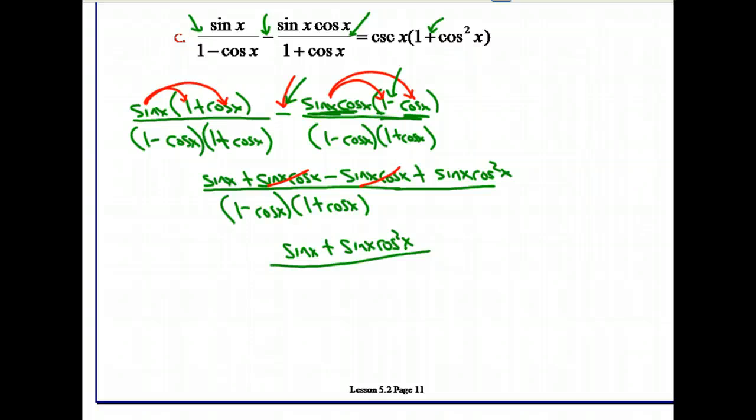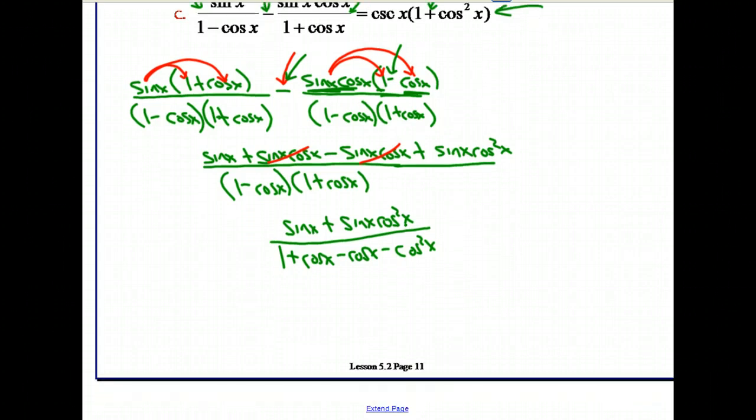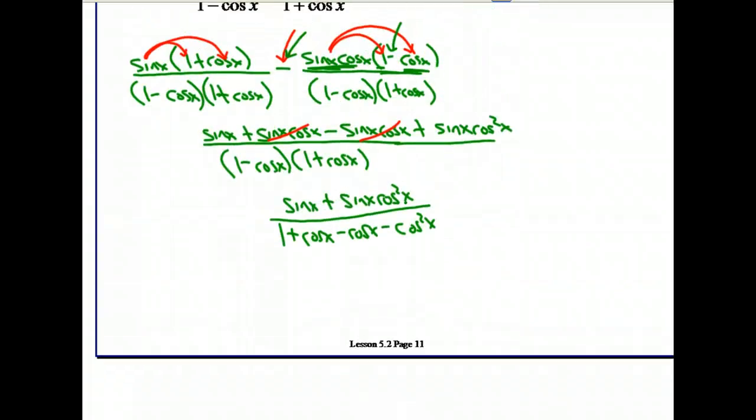And again, just looking over here at our final answer, what we're trying to get, there is no bottom, so this bottom must simplify somehow. Let's FOIL this out. First gives me 1. Outside gives me cosine x. Inside is minus cosine x. And last is minus cosine squared of x. Difference of two squares, you might remember that. I got to scroll that up a little bit. Give myself just a little more space.